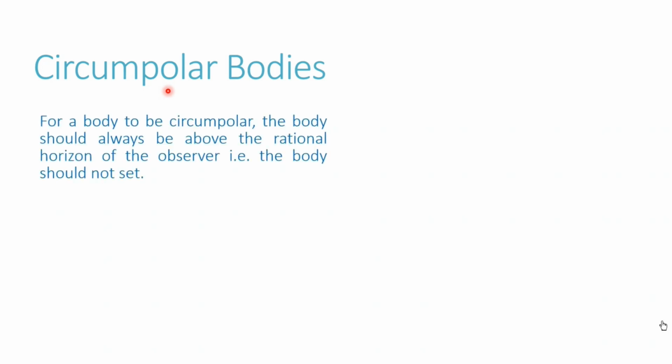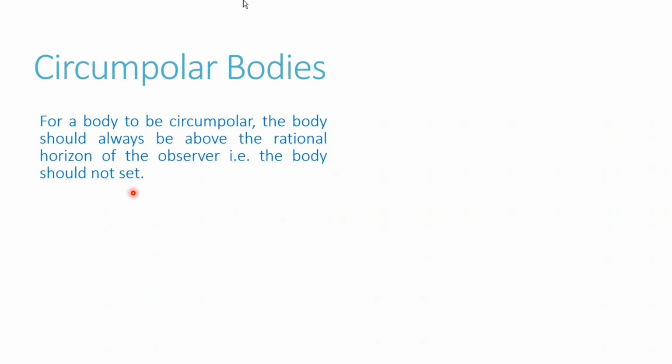But as far as the term circumpolar is concerned, we call those bodies circumpolar whose circular motion is visible to us. The complete circular motion around the pole is visible to us. In other words, a body is said to be circumpolar if the body is always above the rational horizon of the observer. That is, the body should not set. During the full day, the body should not set. These types of bodies are called circumpolar bodies.